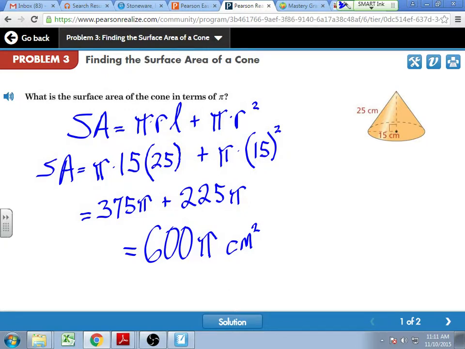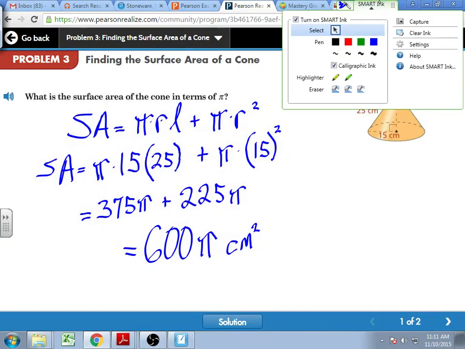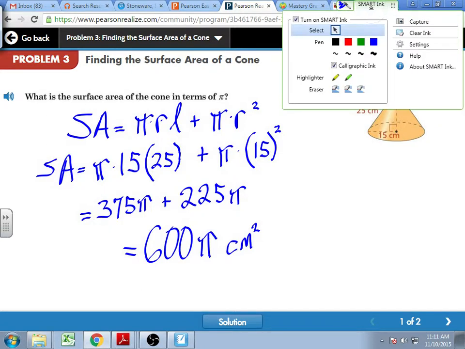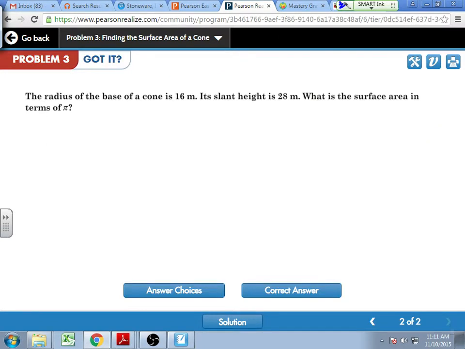Any questions, comments, concerns? We're good? Pi r L plus pi r squared. Try this. You are given your slant height, so above that I would write cursive L. You are given your radius, so above that I'd write little r, and you know everything you need. Try it on your own. Let's start passing some of this out.